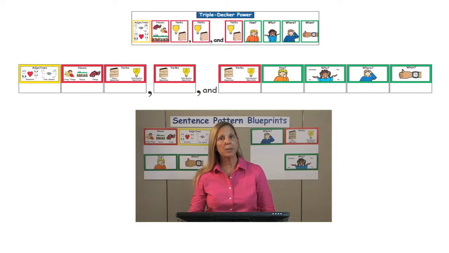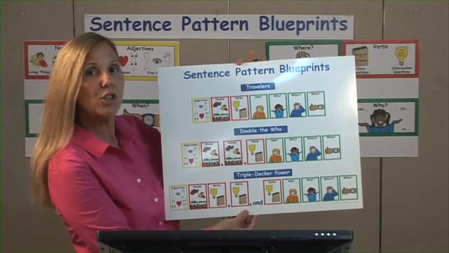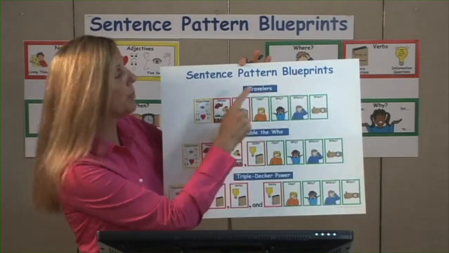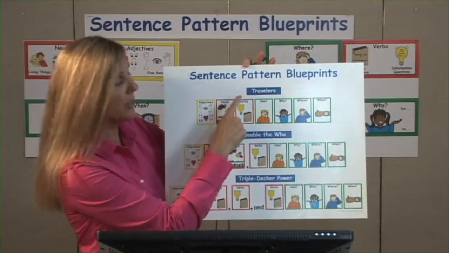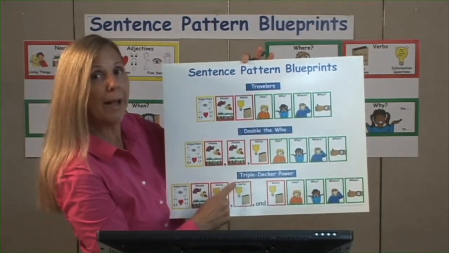Our final sentence pattern blueprint is the triple-decker power. Always begin with your chart showing the students, boys and girls. We've been learning many different sentence pattern blueprints. We learned the travelers first, double the who, and now we're going to learn the triple-decker power.